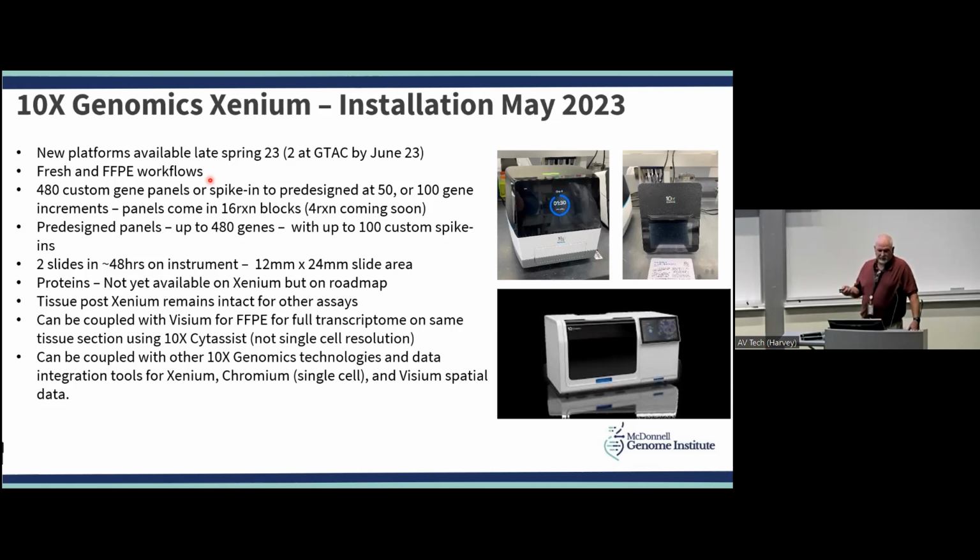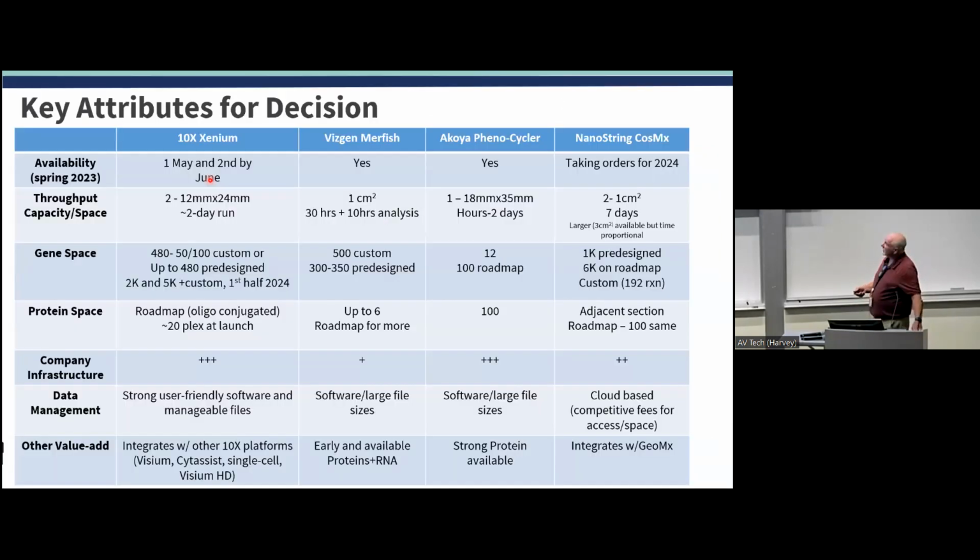And then it can be coupled with other 10x Genomics assays, and they have software to meld together data sets and make better use of all the data in full context. Okay, so here's the table that we made, basically trying to make choices. So some of the key attributes that we were looking at.